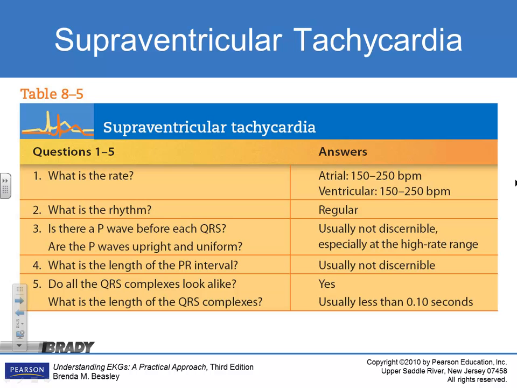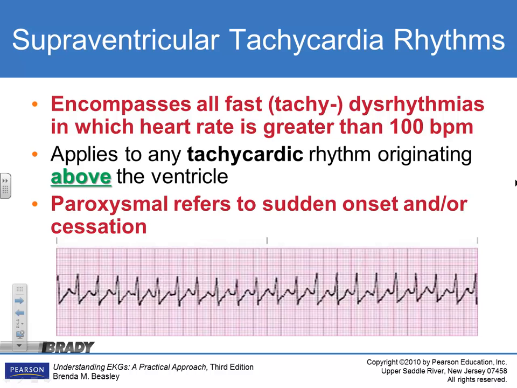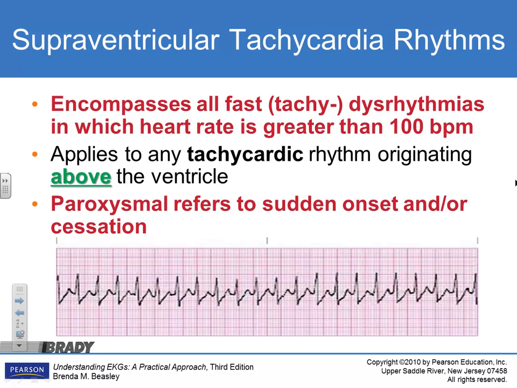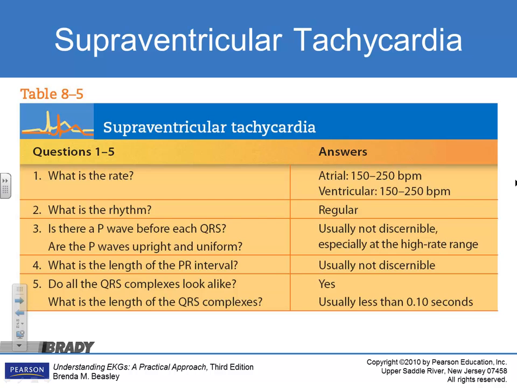The atrial rate is usually much faster than the ventricular rate. Oftentimes there's a buried little focus in there somewhere. The rhythm is regular, can't see a P wave. The PR interval, you can't measure that. Do the QRS complexes look alike? You bet, they're all upright and tight, right?